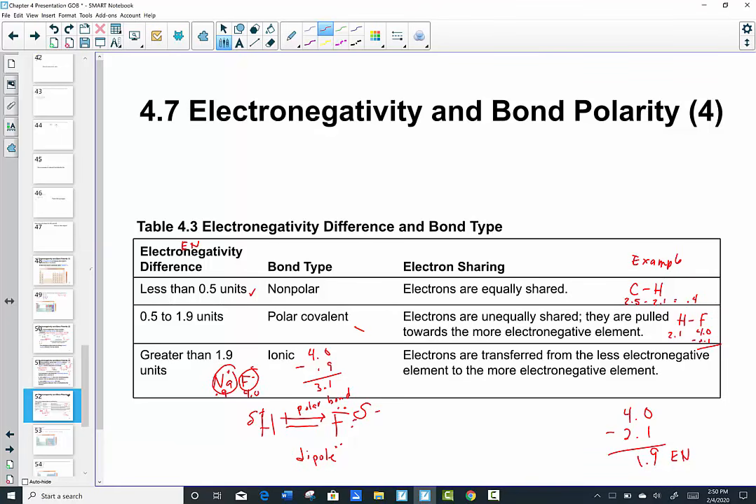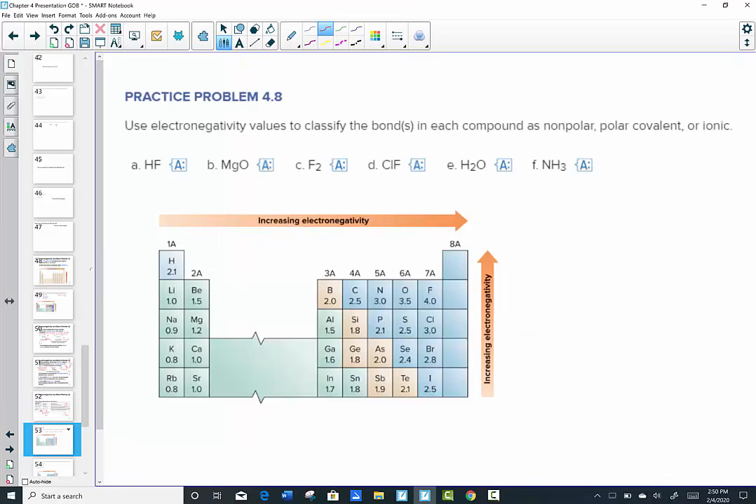And again, rely on the trends that we know more so than worrying about memorizing electronegativity values. Using these values, calculate if you need to, or just rely on trends. Are they nonpolar, polar, or ionic?